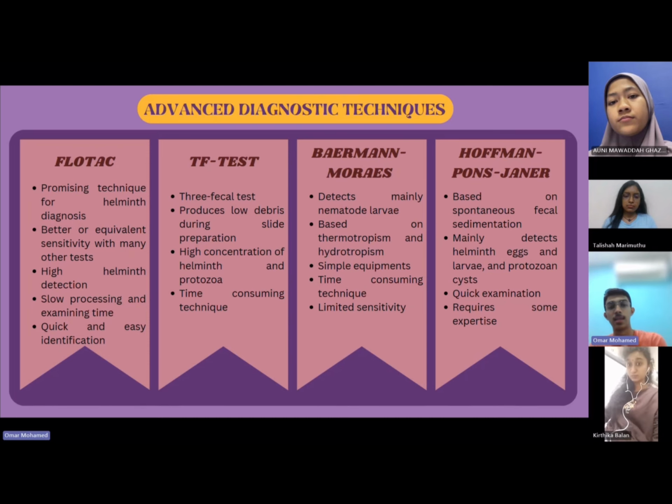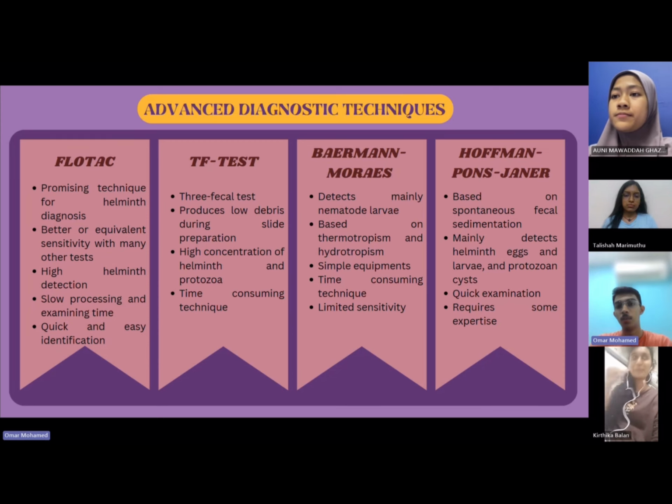Although it's slow in processing and examining time, it is usually able to be used for quick and easy identification. For the TF test, or three fecal test, fecal samples are collected on three occasions on alternate days. The advantage is that it produces low debris during slide preparation and has a high concentration of helminths and protozoa. However, it can be time consuming.